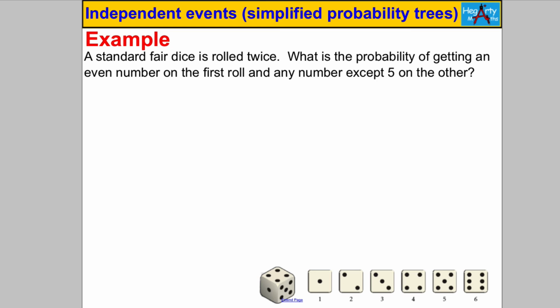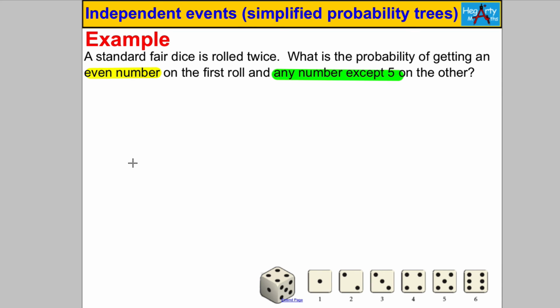So a standard fair dice is rolled twice. What is the probability of getting an even number on the first roll and any number except 5 on the other? Rather than using a probability tree with 1, 2, 3, 4, 5, 6 on the first and 1, 2, 3, 4, 5, 6 on the second, which would be a very complicated probability tree, we simply care on the first throw about getting an even number or not, and on the second throw about getting a 5 or anything that's not a 5.